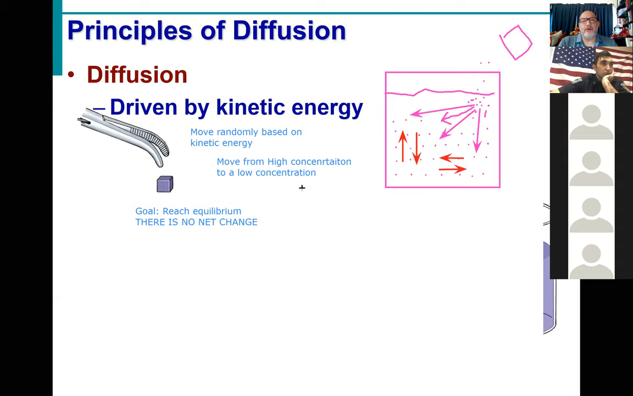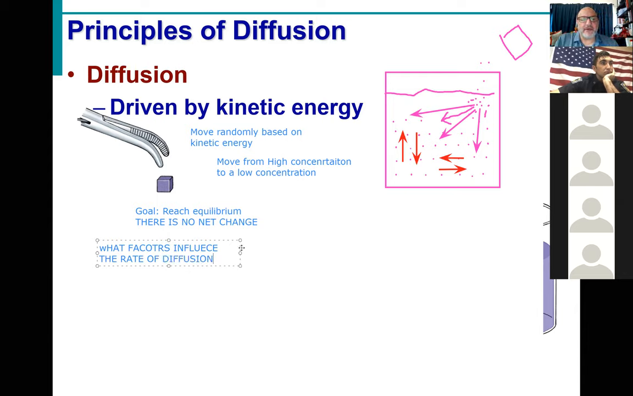Okay? So are we comfortable with that idea? Yeah. So then what I want to know is what factors influence the rate of diffusion.